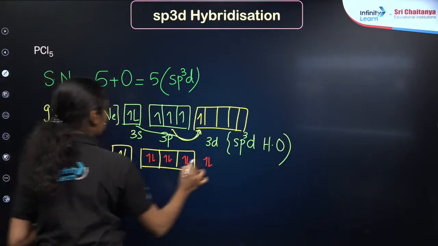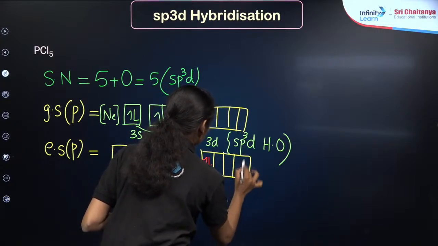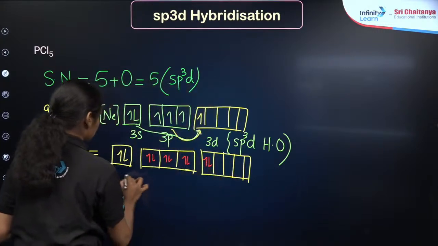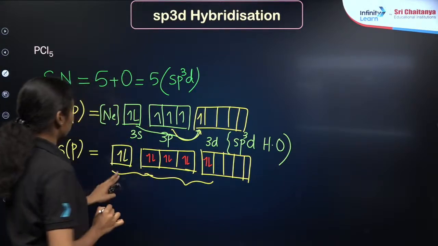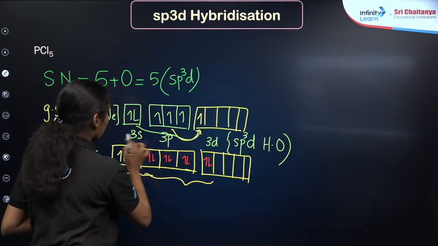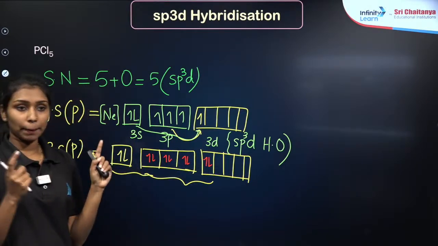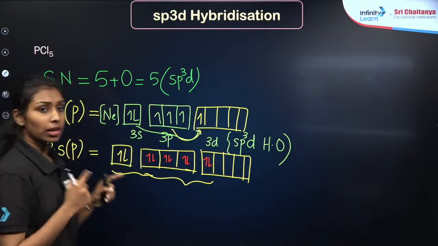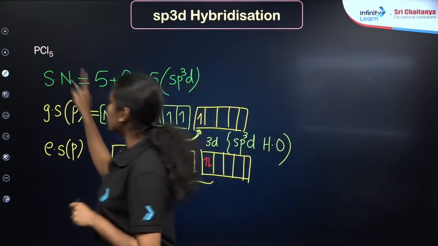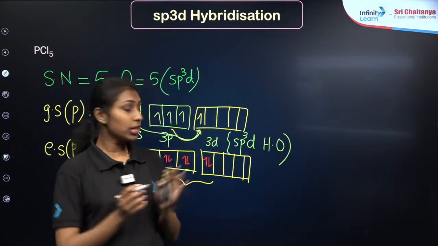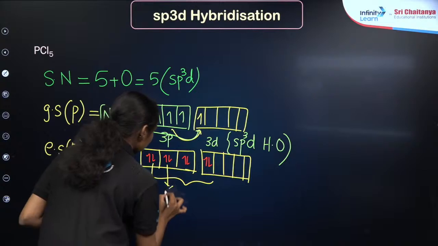So in total, overlapping of sp3d, right? Chlorine has a 3p1 electron, the 3p1 electron is the valence shell electron in the case of chlorine. So it will undergo the overlapping here. These electrons are coming from the chlorine. 5 chlorine atoms are present, right?